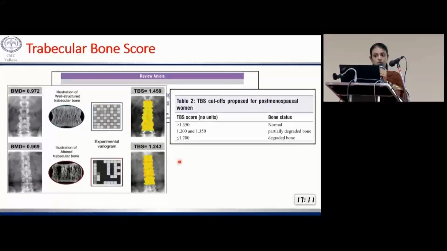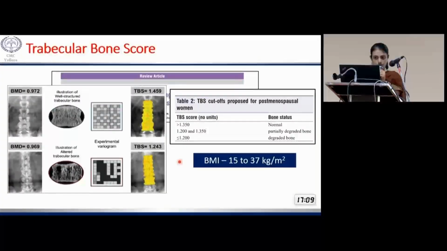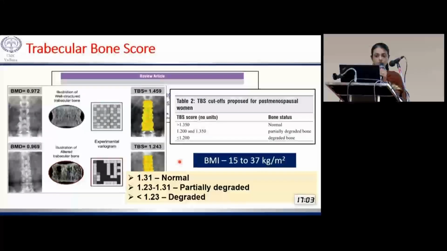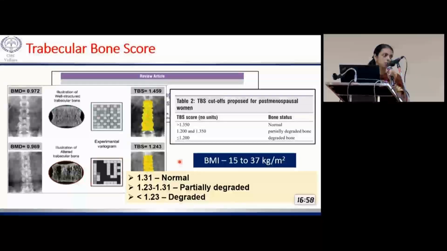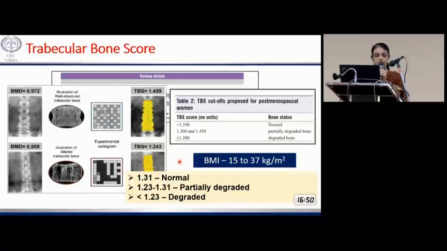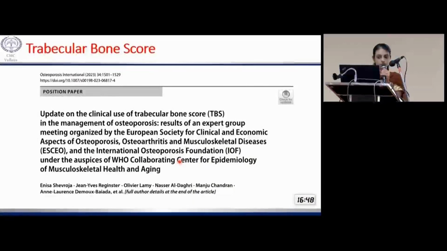So these were the original cutoffs that were proposed. It is accurate in a BMI range between 15 to 37, but based on newer studies and more evidence, the newer cutoffs are: more than 1.31 is normal, less than 1.23 is degraded, and anything between this is considered partially degraded bone.